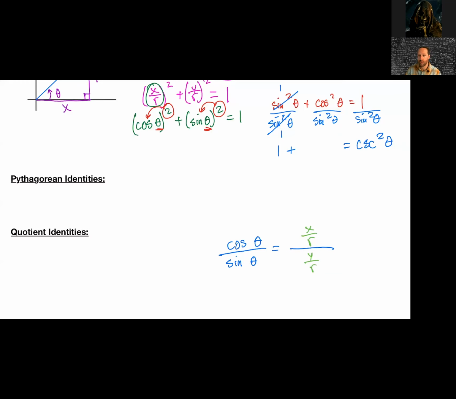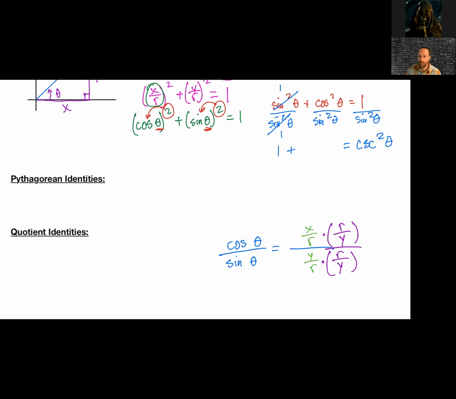Y over r. And again, we don't like fractions within our big fraction. So how do we get rid of the denominator so that we could just focus on one thing up top? Multiply both by r. Good. r would just get rid of the bottom though. I want to get rid of all of this. So then multiply it by the reciprocal of y over r, which is r over y. Very good, Samara.